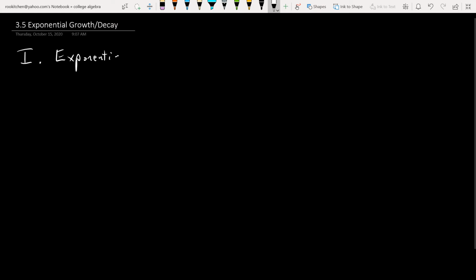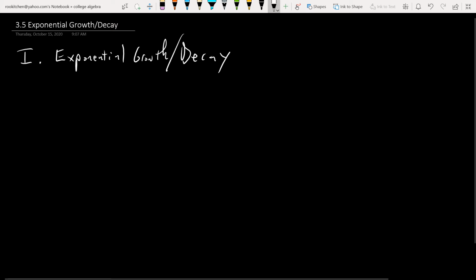So section 1, exponential growth, decay. We just want to look at the standard formula which they use for modeling these scenarios. You'll get this formula in all kinds of different forms in your physics class, your chemistry class, and if you keep taking later math classes, you'll get it in differential equations and places like that.